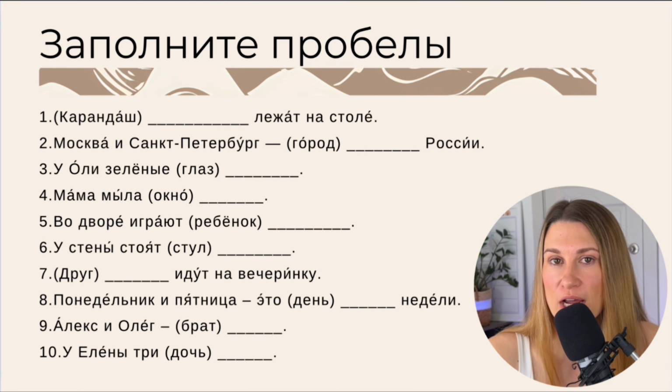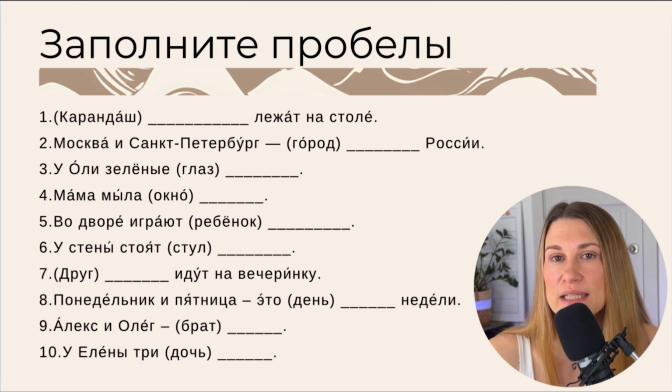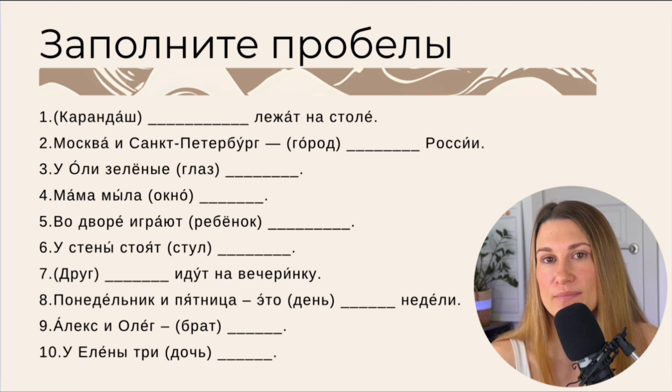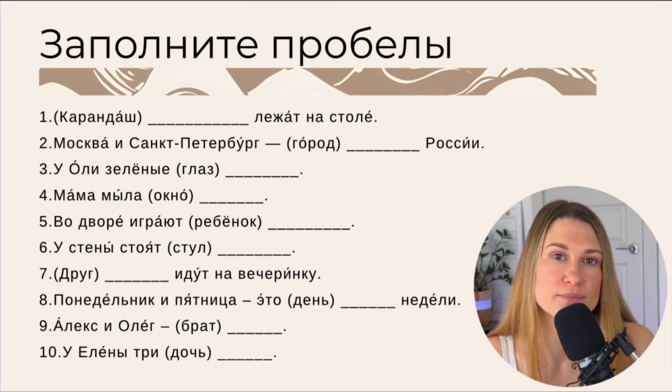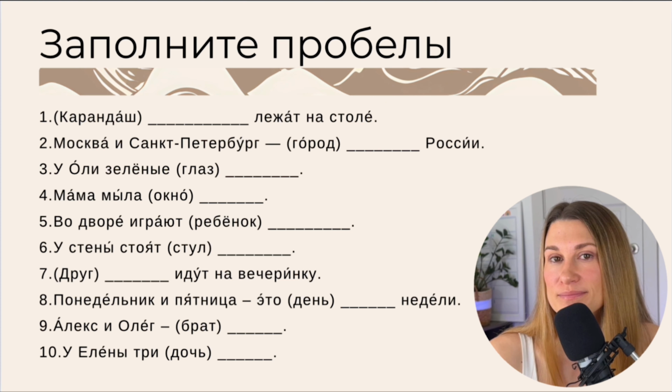Now I want to give you just simple sentences where I use plural forms of the nouns. You just listen and try to memorize how I say them. Карандаши лежат на столе. Москва и Санкт-Петербург – города России. У Оли зеленые глаза. Мама мыла окна. Во дворе играют дети.